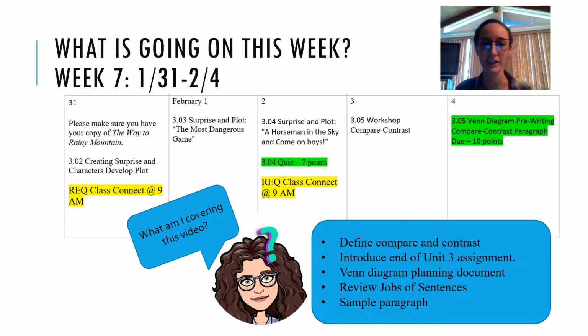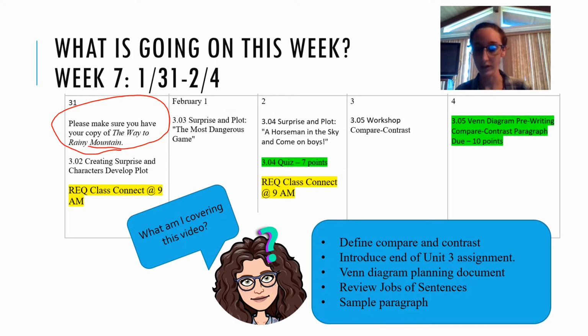So what are we covering today, or what is going on this week? We are in week 7, so you've got your content lessons for Unit 3, 3.2, 3.3, 3.4, and 3.5. You have a quiz on Wednesday, 3.4 quiz. And you also have a Venn diagram pre-writing planning document due on Friday. That's worth 10 points. And make sure that you have your copy of The Way to Rainy Mountain this week as well. And also don't forget, we've got Class Connects on Monday and on Wednesday at 9 a.m.